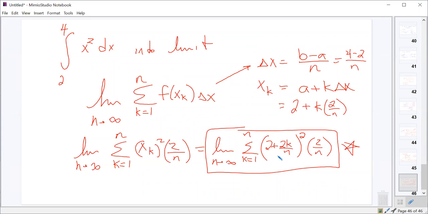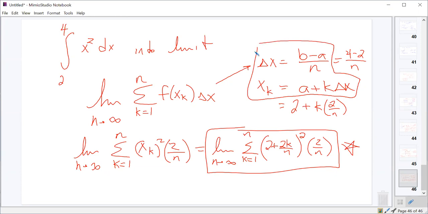Sound good? That makes life better for everybody, I bet. Cool. Any questions on that? You need to know these two formulas.